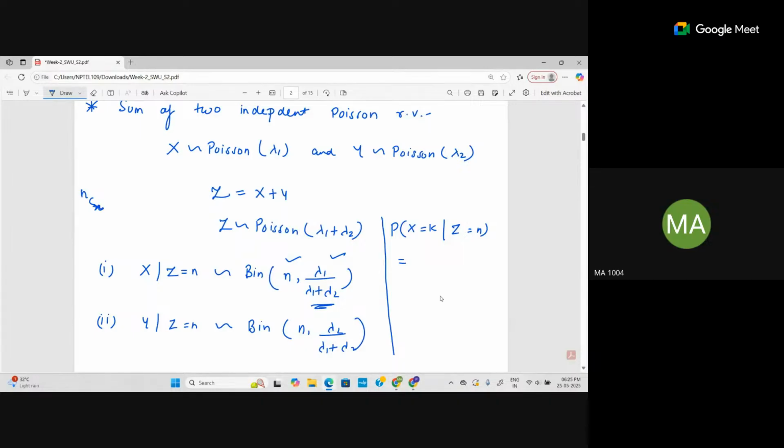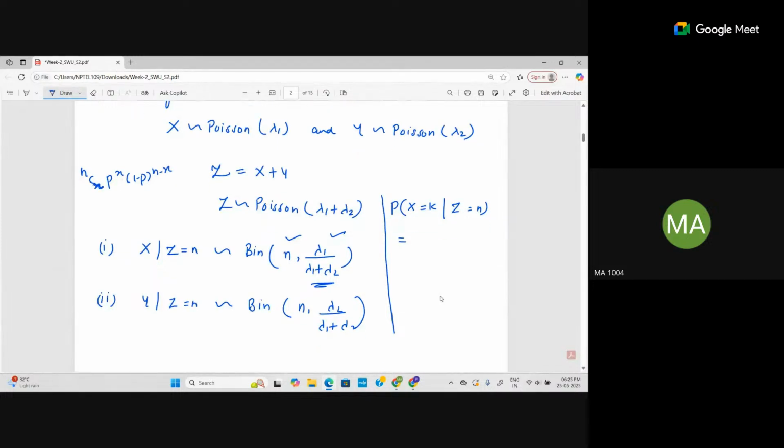See, the thing is, this is the formula, like the PMF of binomial: n C x p to the power x, 1 minus p to the power n minus x, right? So when you calculate this probability, x is equal to k given z is equal to n, you will get a probability in this format. But in the place of n will be n only, and the probability of success p will be equal to lambda 1 divided by lambda 1 plus lambda 2. So from here we can say that it is following binomial distribution with parameter n comma lambda 1 divided by lambda 1 plus lambda 2. From there you will get this relation.